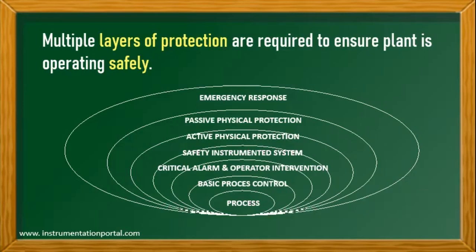In these protection layers, there are layers that work with automation: the basic process control system and the safety instrumented system. Safety instrumented system, or SIS, has some other names: safety shutdown system, or SSS, and emergency shutdown system, or ESD. The term SIS is more widely used, and this term is also used by the ISA committee.